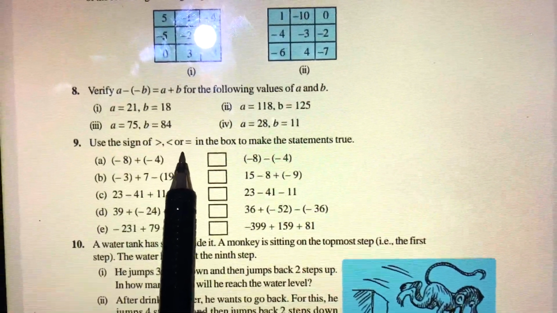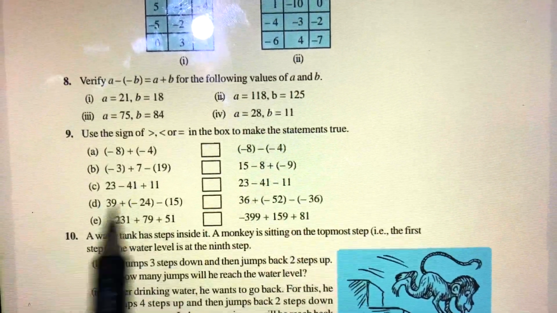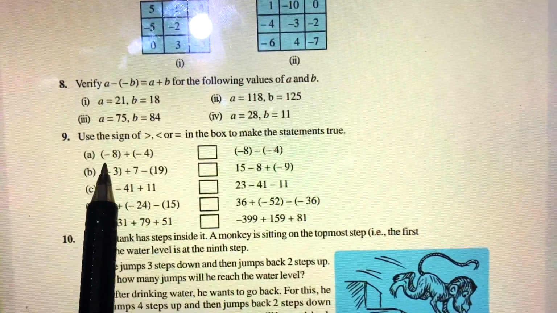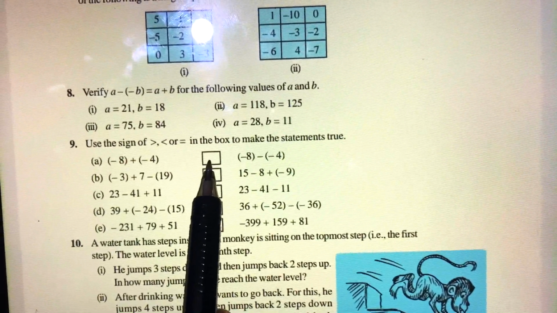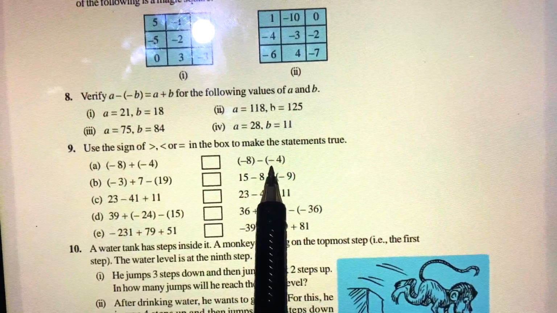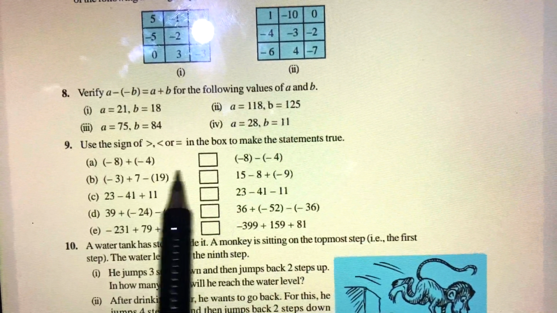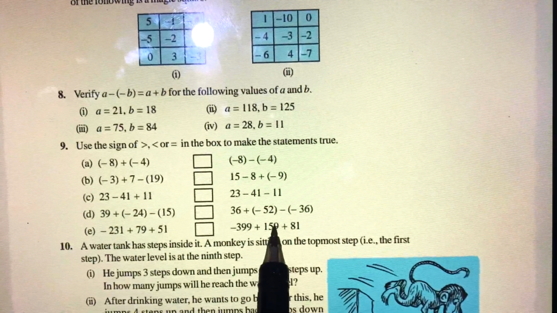Use the sign of greater than, smaller than, equal to in the box to make the statement true. A sum is given: -8 plus -4, the box is given, -8 minus of -4. You have to find out the answer. Now here also only one sum I am doing for you. Other sums you have to try out.